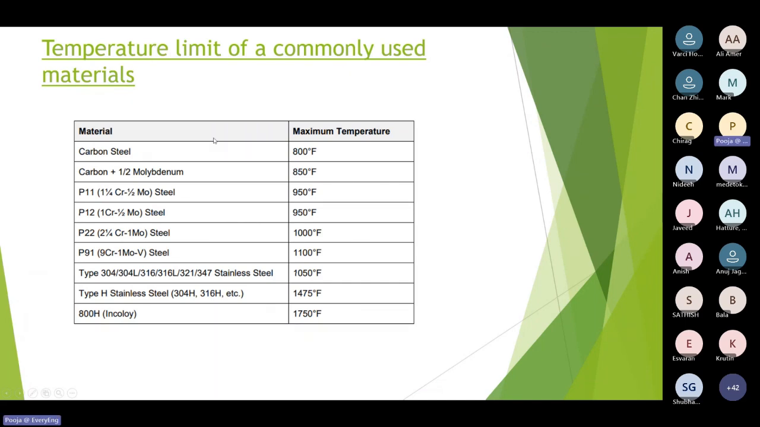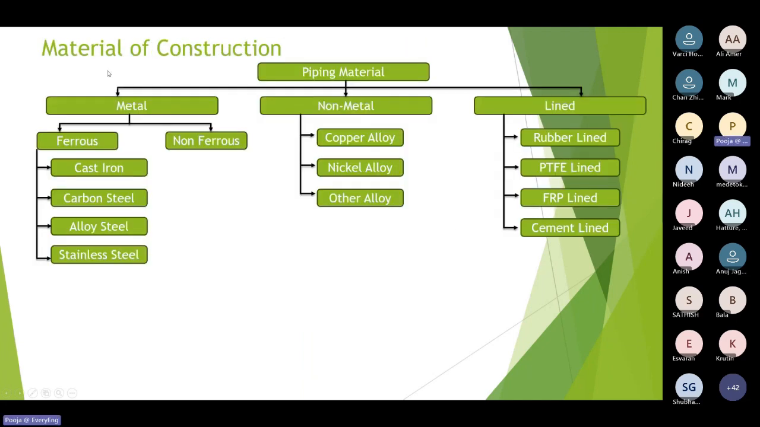I have to come to this part later on. I think I'll come to this slide later on. So in general, if you want to see the materials of construction used in piping, the main three categories are the metallic pipe, non-metallic pipe, and the lined pipe. In the metal also we have ferrous and non-ferrous. I'm sorry, the non-ferrous should be copper and nickel alloy; I mistakenly put it there. So in ferrous we have cast iron, carbon steel, alloy steel, and stainless steel.